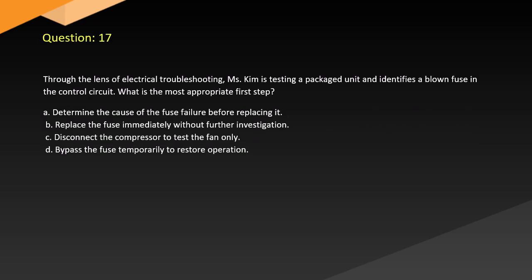Question 17. Through the lens of electrical troubleshooting, Kim is testing a package unit and identifies a blown fuse in the control circuit. What is the most appropriate first step? A. Determine the cause of the fuse failure before replacing it. B. Replace the fuse immediately without further investigation. C. Disconnect the compressor to test the fan only. D. Bypass the fuse temporarily to restore operation.